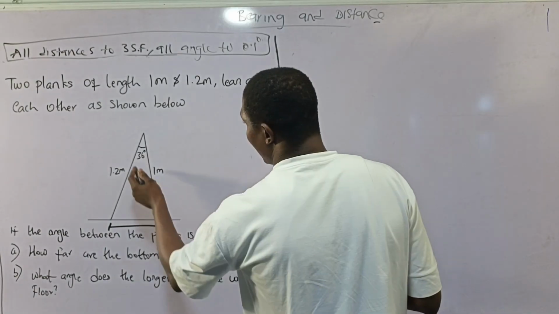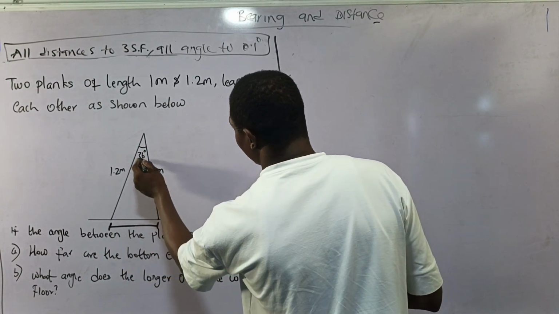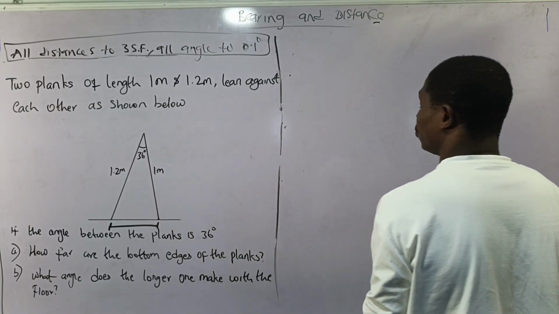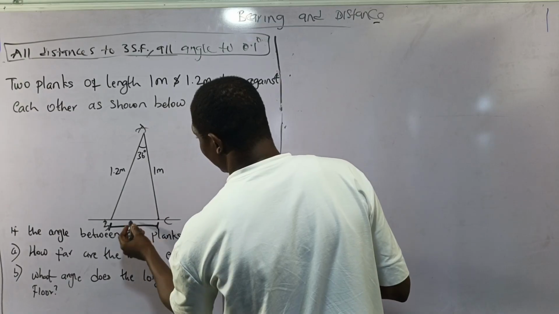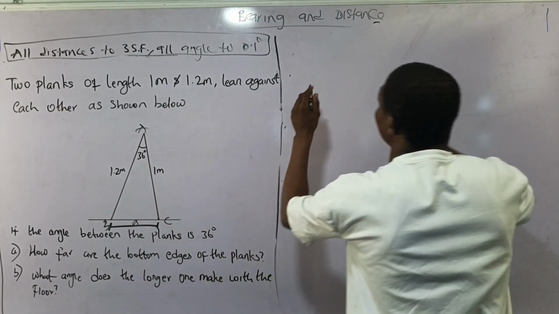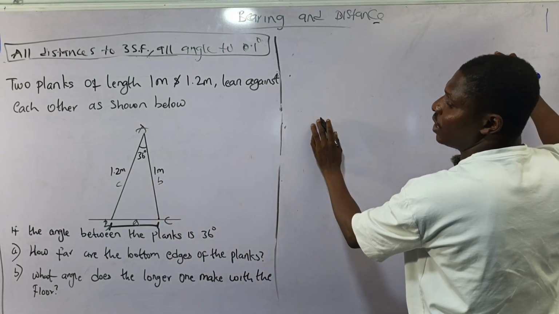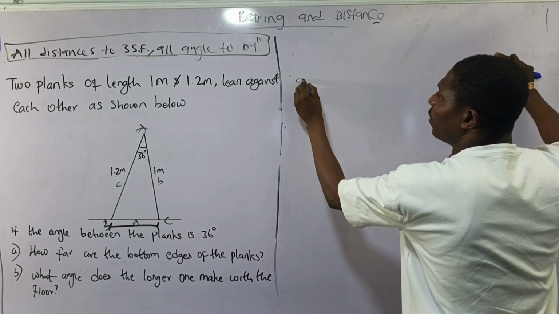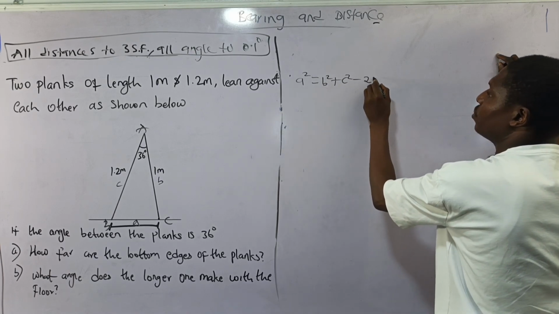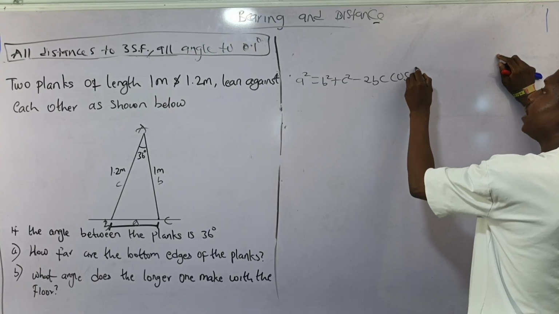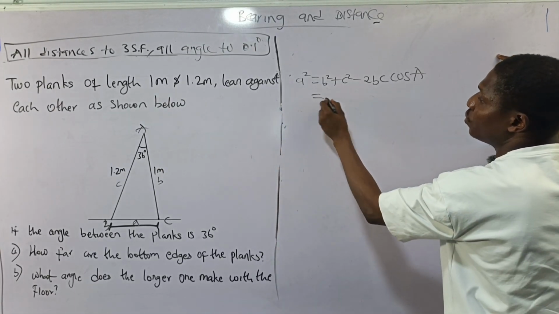The distance between, we have an angle and two sides. The side facing the angle can be solved using the cosine rule. If this is A, this B, and this C, then here becomes small letter a, here small letter c, and this small letter b. So from the cosine rule, a square equals b square plus c square minus 2bc cos capital A. We use this because the angle is less than 90 degrees.